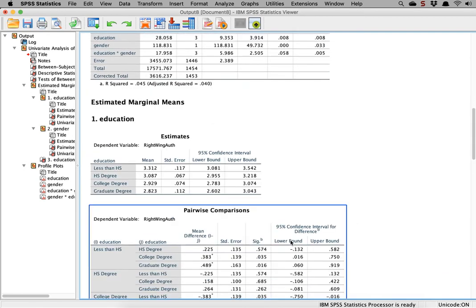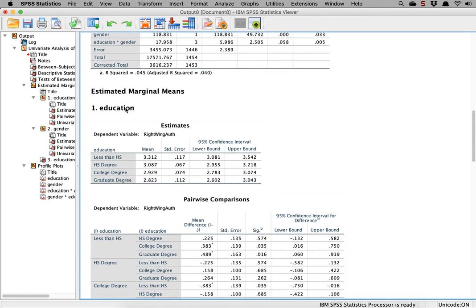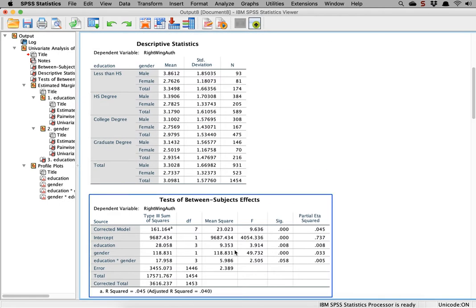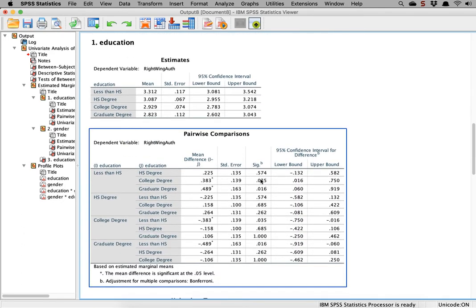Now, we'll see lots of other data here. Looking at education, since that was a significant main effect, we could look for pairwise differences if we wanted to. I can see that there are significant differences between having less than high school and a college degree, significant at the 0.03 level. That difference of 0.38 is significant. Less than high school is also even more significantly different, with a greater mean difference, from graduate degrees. So I can compare any mean with any other, but high school is not different from less than high school.